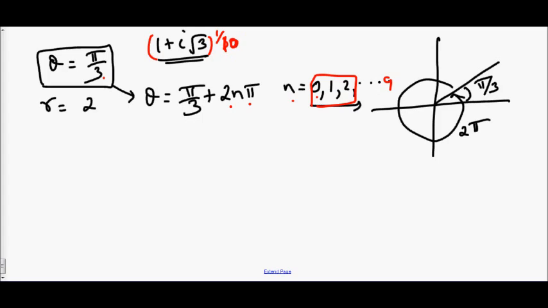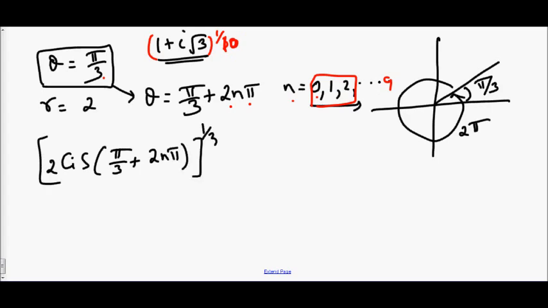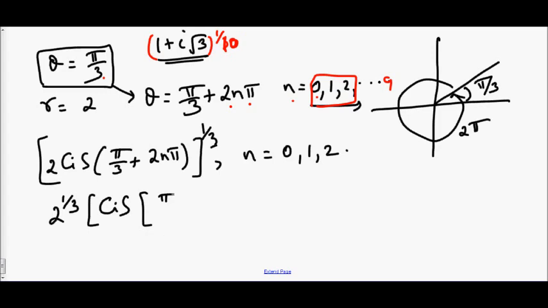Therefore your question would change to 2 cis pi over 3 plus 2n pi, to the power of 1 over 3. So our principal value here changes to plus 2n pi, where immediately you write what values n should take. Here in this case it's 0, 1, 2, because there is a 3 here. I need 3 values here. So 2 to the power of 1 over 3 and cis pi over 9.